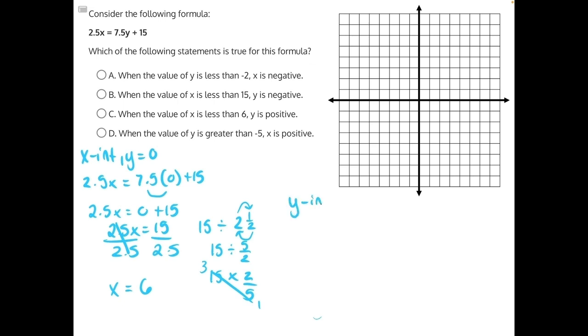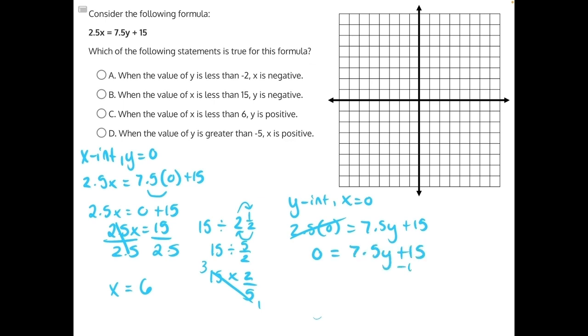Then, for the second half, we need to go back and find our y-intercept. So our y-intercept is when x is equal to 0. So we'll have 2.5 times 0 instead of x equals 7.5y plus 15. This will just cancel out and give us 0. So we will have 0 equals 7.5y plus 15.